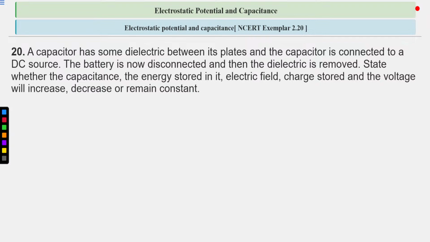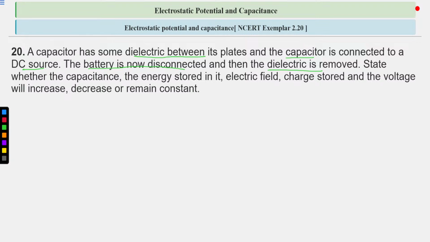So let me read this question part by part. Initially the capacitor has some dielectric between its plates and the capacitor is connected to a DC source. This is the initial condition. Now the condition changes. First, the battery is disconnected, then the dielectric is also removed. So both the things mentioned are removed.